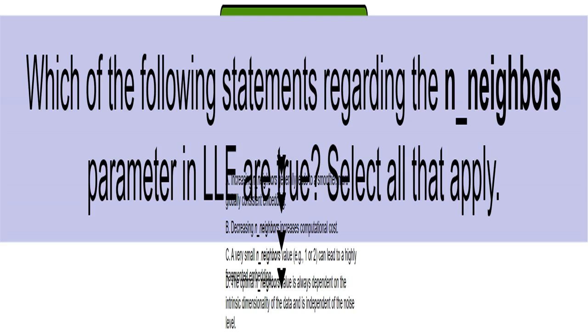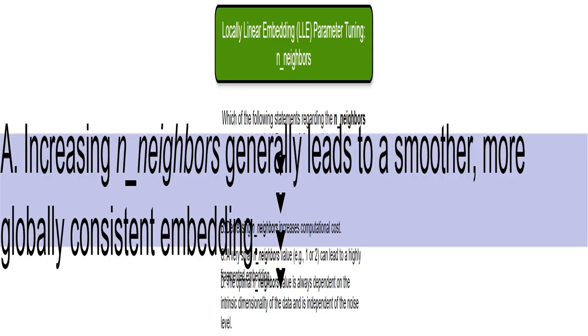Let's look at each statement carefully to see how it works. I've found that increasing _n_neighbors makes the embedding smoother because you're considering a wider range of data points when you create the embedding. It's like connecting more dots when you draw a picture, it gets smoother.